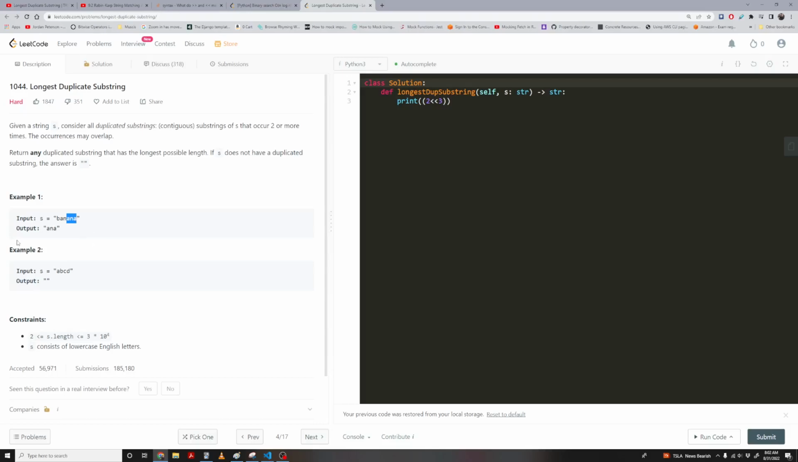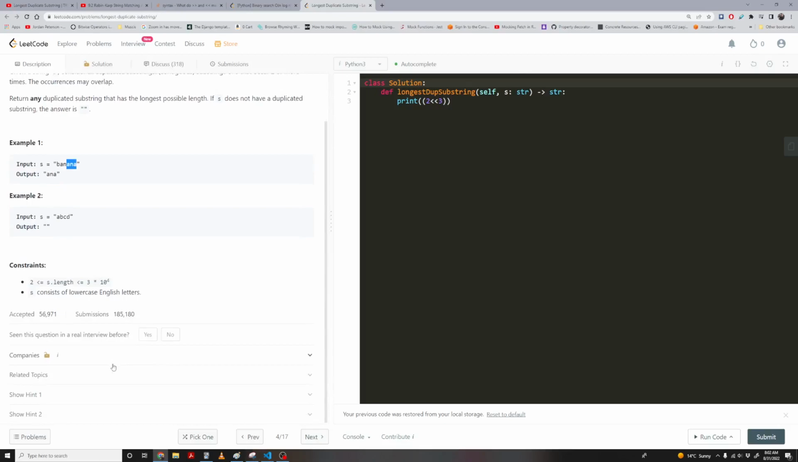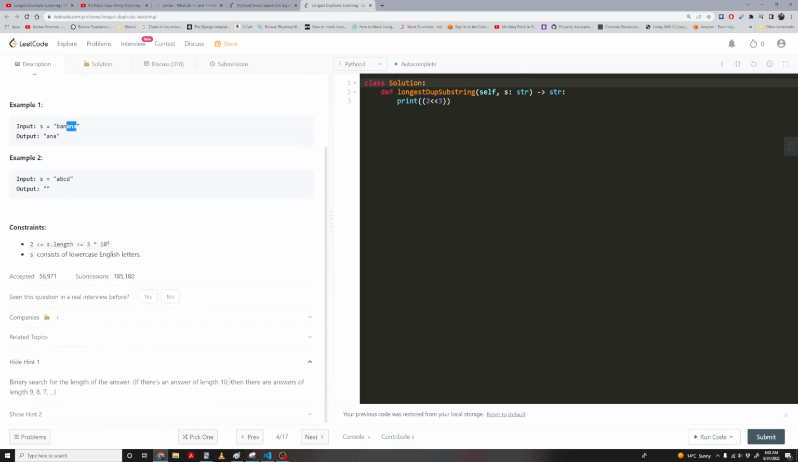The brute force way to do it is to go through and create all subarrays, see if you find any duplicates, and then choose the longest one. But for sure, this is not the best time solution. We are looking for something much more optimized. If you go through the hint, it's going to tell you, okay, binary search.